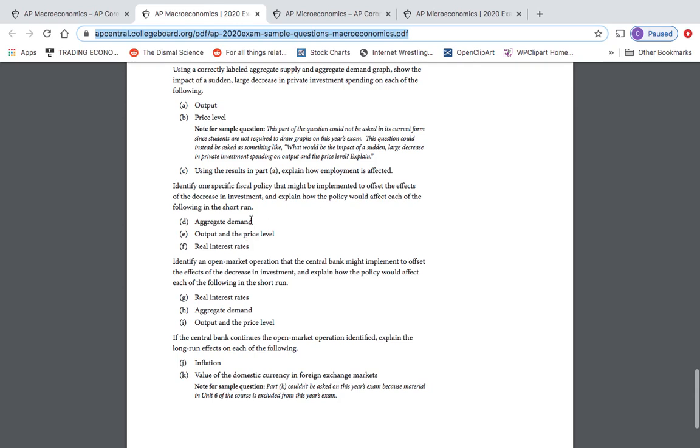Right, so aggregate demand, if you're looking to offset the effects of the decrease in investment, you want to do something that has to do with expansionary fiscal policy, and then explain aggregate demand, which way it shifts. Based on the shift, what happens to output and price level? That's it. It's barely a sentence that they're asking for here.